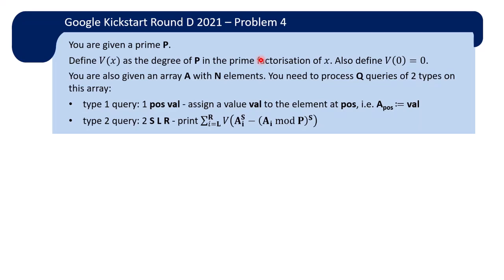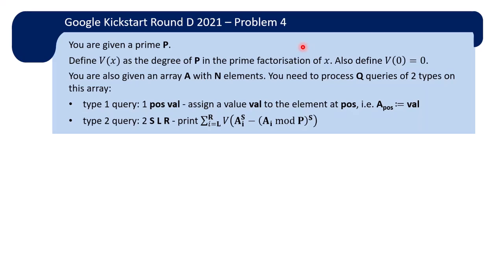Now we go to the Google Kickstart Round D problem 4. So this is actually a monster problem. It's the last problem of the Kickstart round, and the success rate was extremely low. I think only 30 participants got full score on this problem during the contest, which is a very small fraction.